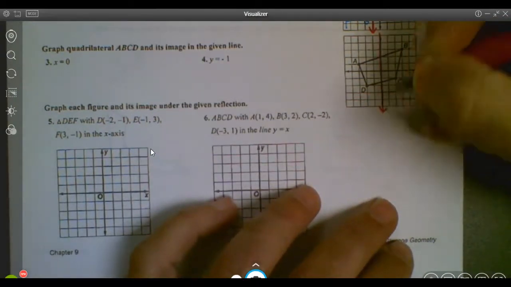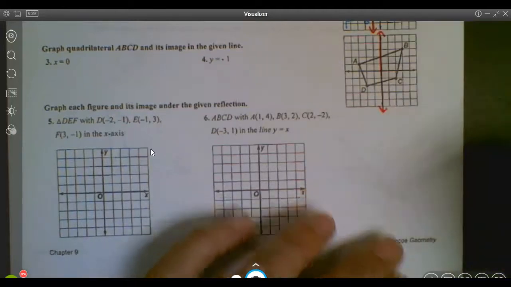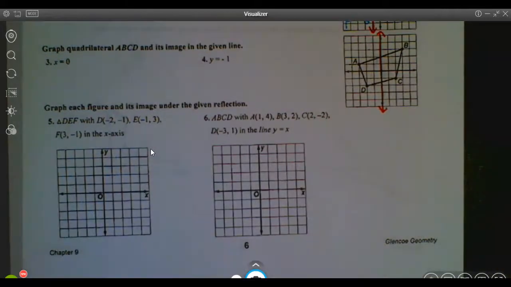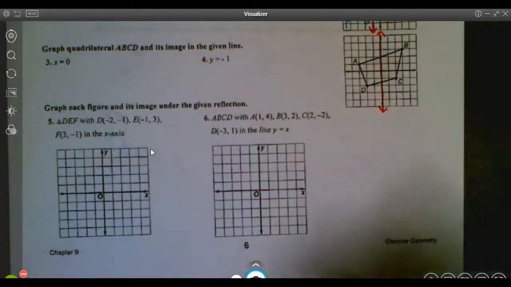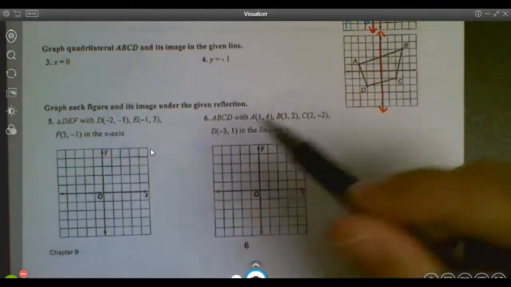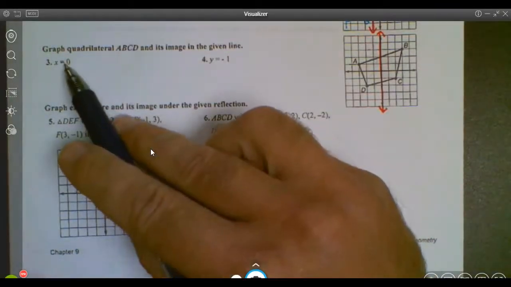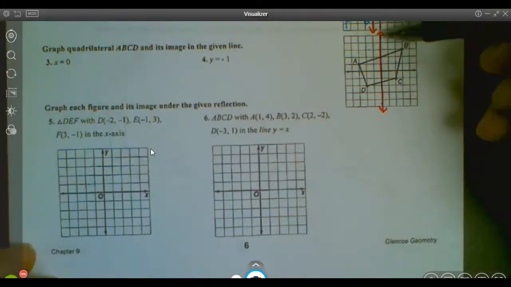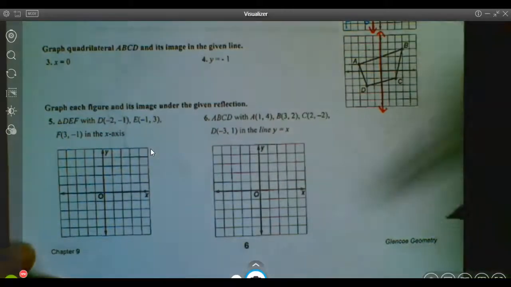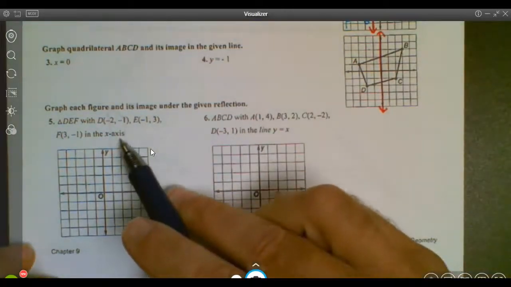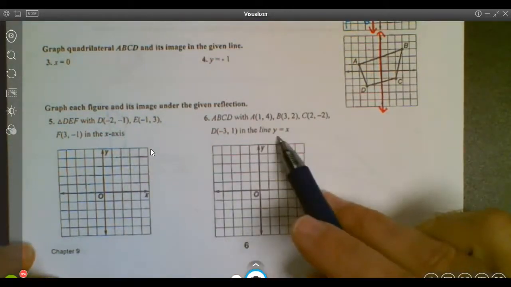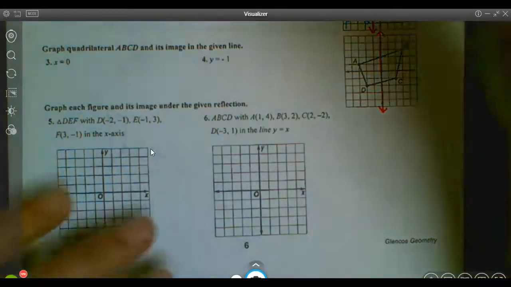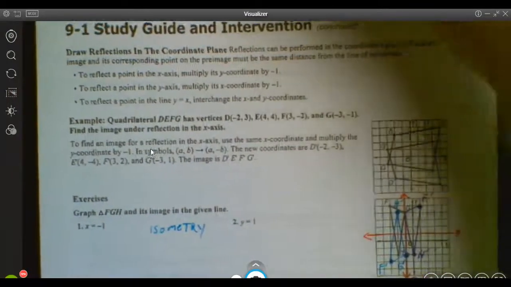So here's where I want to introduce a rule to you. There are 3 rules that you should be aware of. There's 3 main lines of reflection, right? You can reflect across the y-axis, which is what we're doing on this one, because my line of reflection is the y-axis, as we just drew it. You can reflect across the x-axis, and you can reflect across the line y equals x. Those are the 3 main lines of reflection, and that's where these rules come into play.